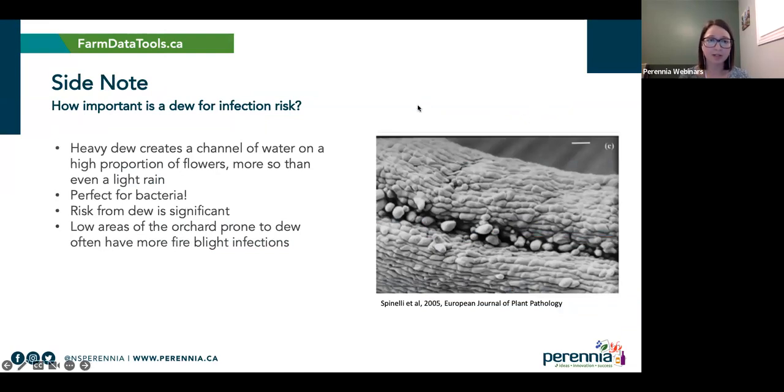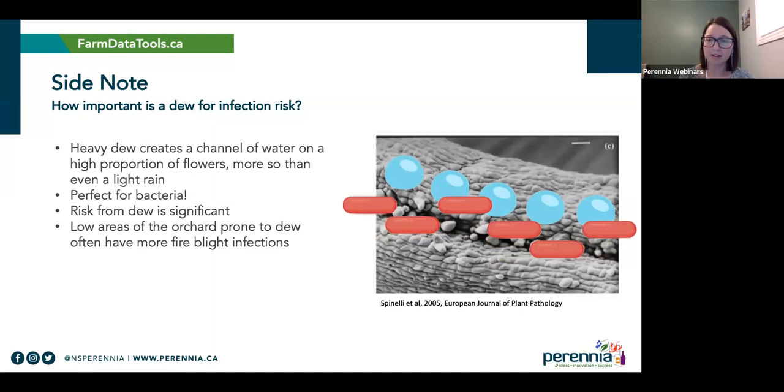Just a little side note here about dew. Dew is actually very important because it creates a channel of water on a really high proportion of flowers in the orchard, more consistent than a light rain would. So there's your dew on the groove of the stigma, and it ends up being perfect for bacteria to move. So definitely don't ignore those dew events. And like I said, low areas of the orchard tend to be more prone to fire blight infections because they do tend to experience dew more frequently than the rest of the orchard.